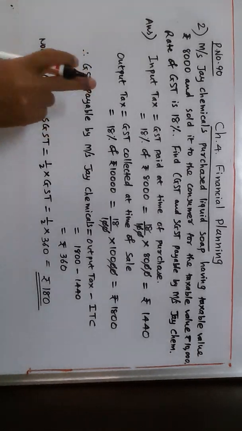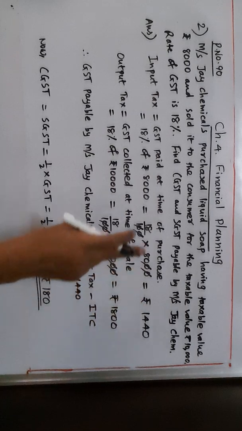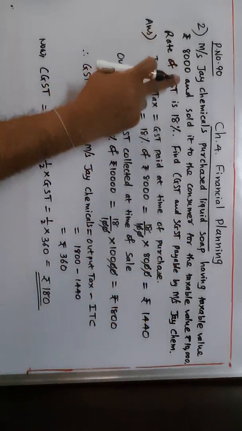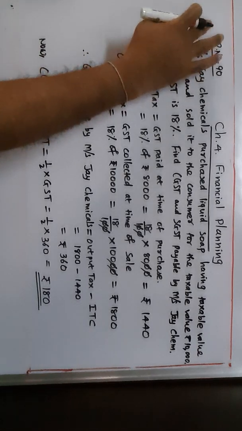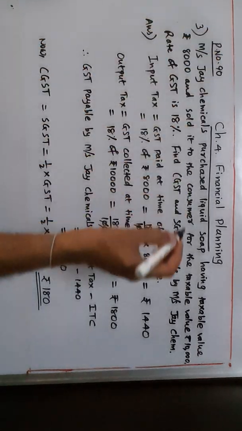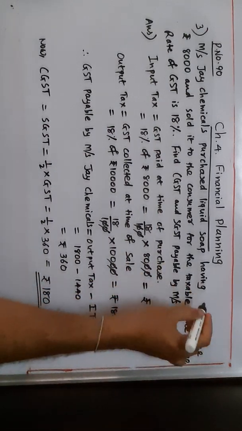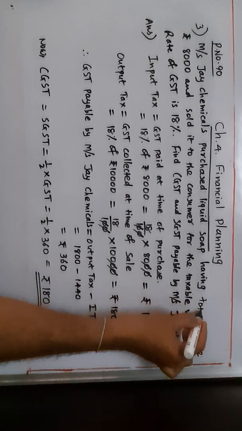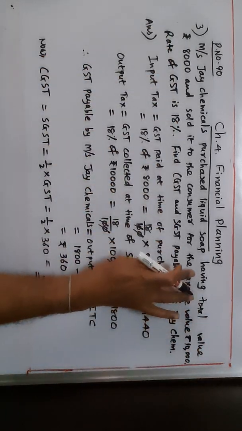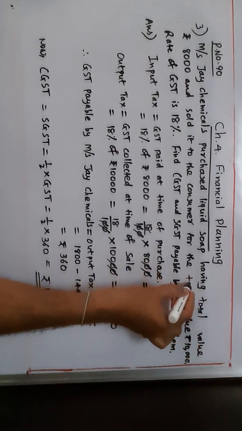Now we are doing the third solved example, but we will keep the same example and, instead of taxable value, we will write total value. The third example is there on page number 90 only, but only the question is there, and instead of taxable value they have used the term total value. And here also, instead of taxable value they have used the word total value. So now you know what the meaning of this is.